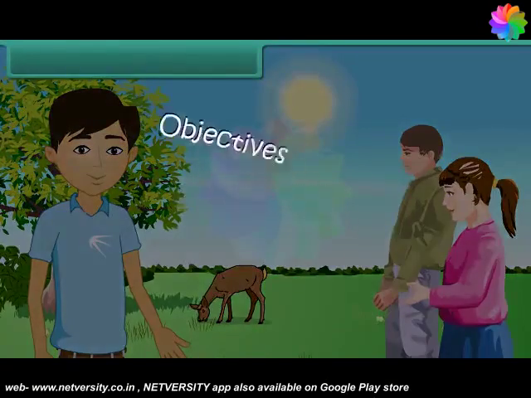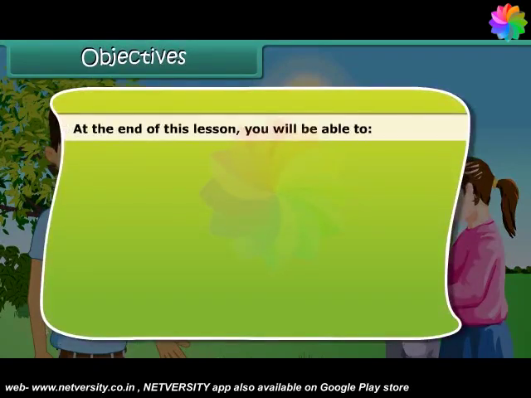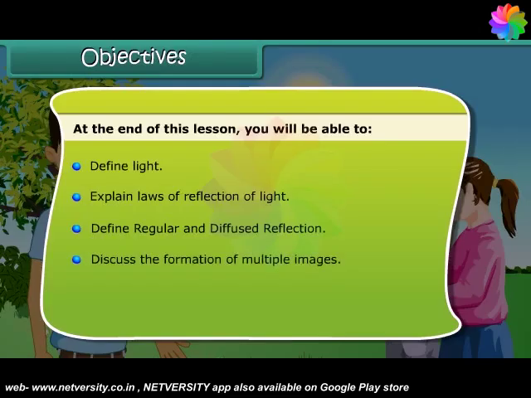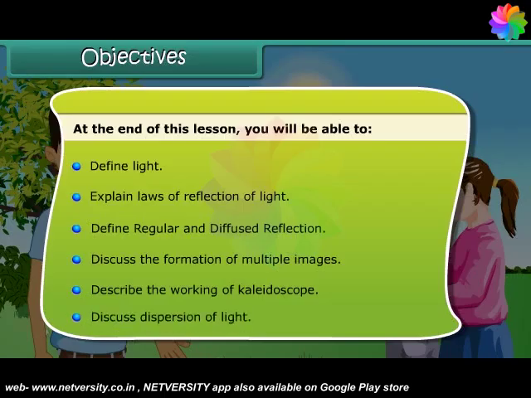Objectives. At the end of this lesson, you'll be able to define light, explain laws of reflection of light, define regular and diffused reflection, discuss the formation of multiple images, describe the working of kaleidoscope, discuss dispersion of light.